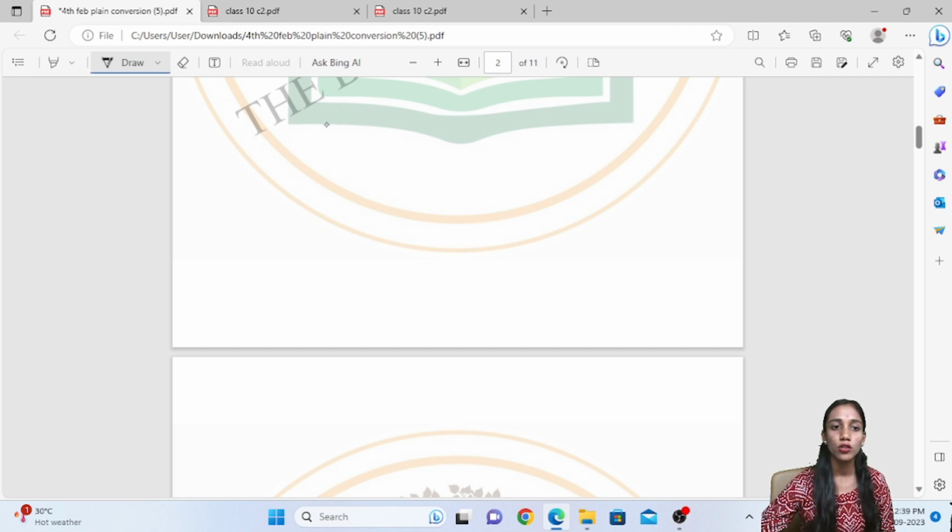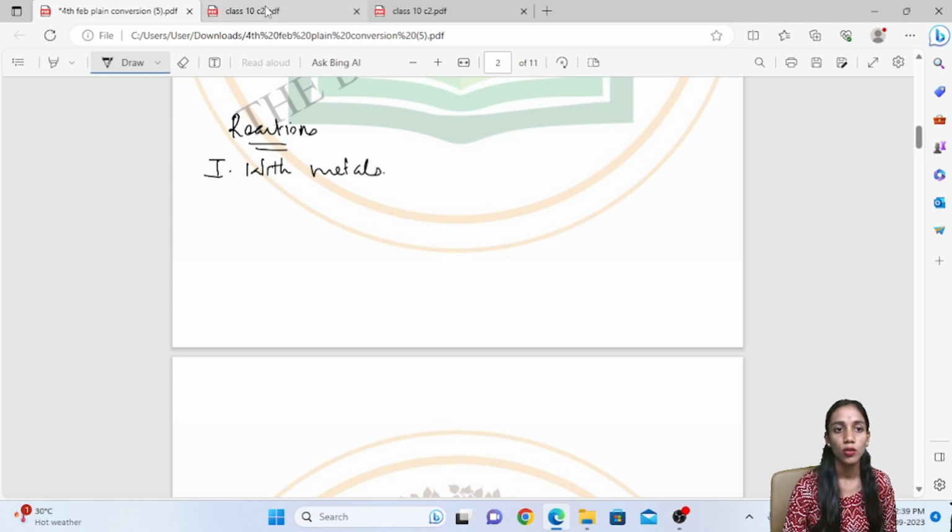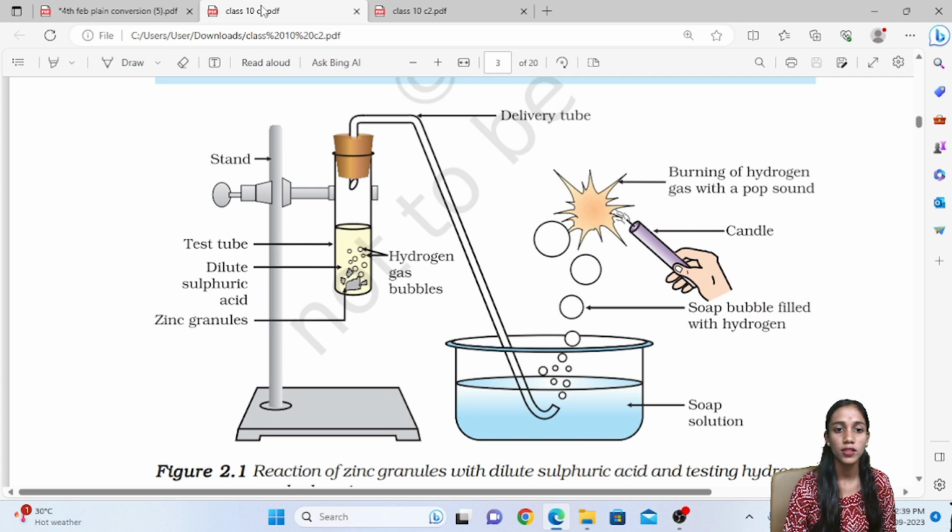Okay, first of all, when we talk about reactions of acids and bases, the first reaction is with metals. How does it react with metals? To understand this, we will now see a simple experiment. This activity is from the Goa Board Science 10th standard textbook.